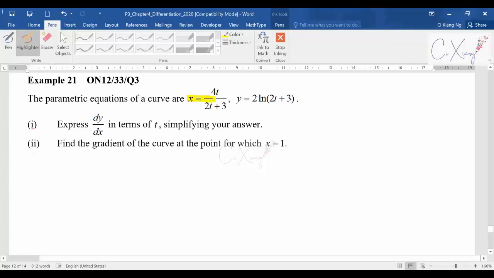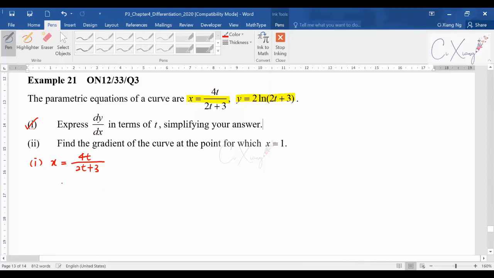I have two parametric equations here. First they want you to express dy/dx in terms of t, and after that they want you to simplify your answer. So maybe we can start. Let me write it here. So what is your x? x is equal to 4t divided by 2t plus 3.